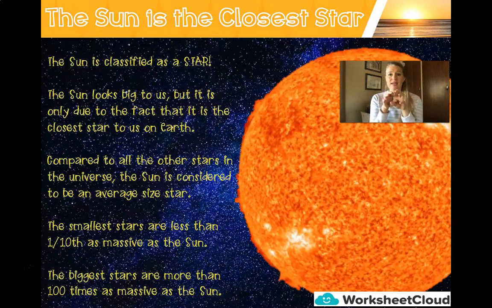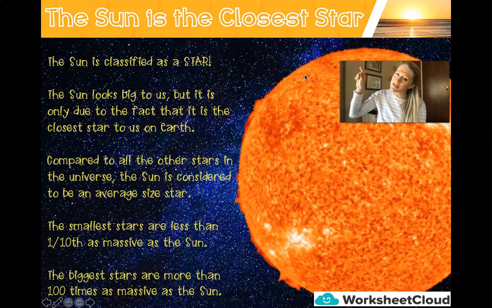So if you look at the sun and compare it to all the other stars, you're probably thinking, but Miss Kun, if we look at the sky, the stars are tiny compared to the sun. The sun is really big. So how can the sun be a star if it's much bigger than all the other stars that we see? Okay, now remember that the sun looks big, but it's only because it is the closest star to us.